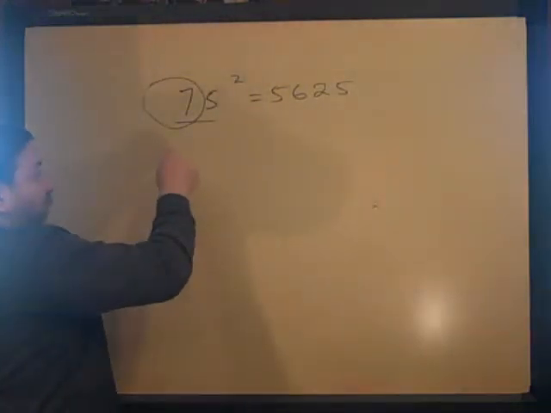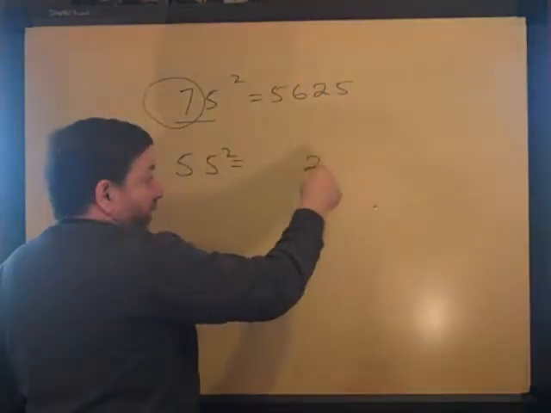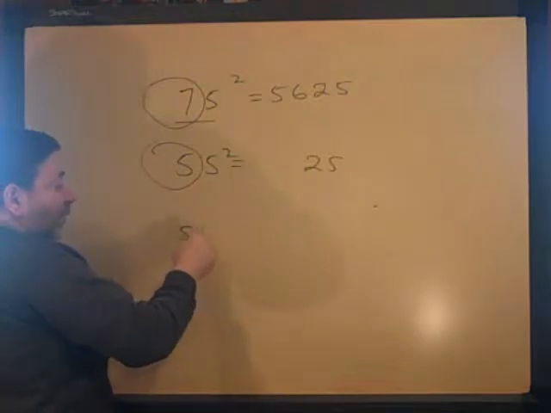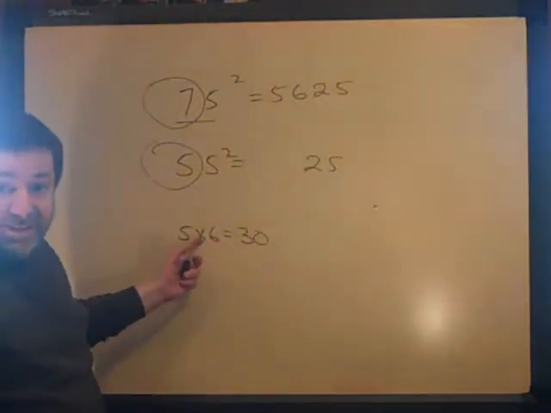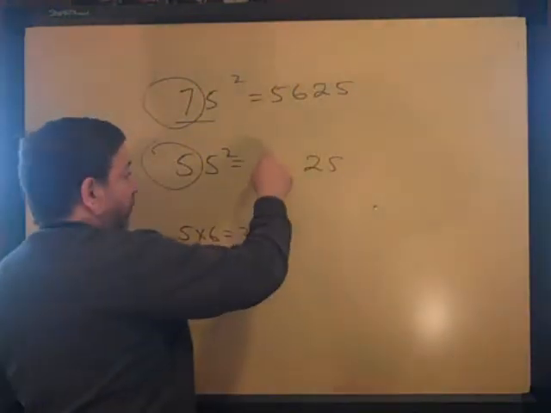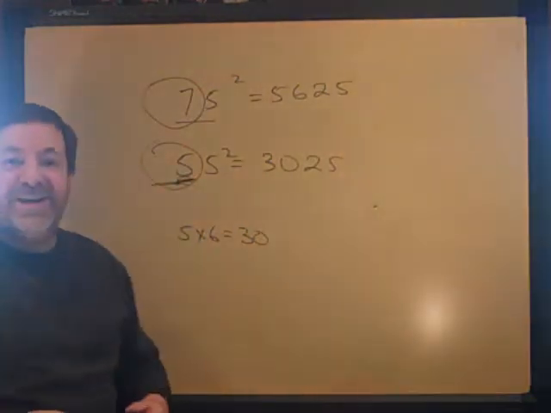If you want to square 55, piece of cake. We know it ends in 25. Just take that number and multiply it by 1 more. 1 more than 5 is 6. 5 times 6, 30. 30, 25. All you do is you take this number and multiply it by 1 more.